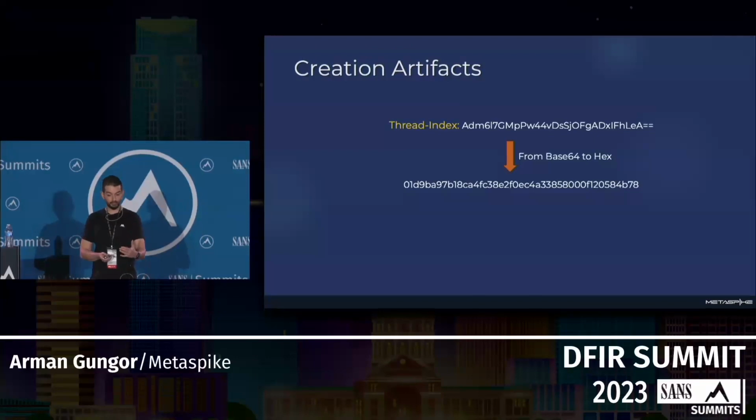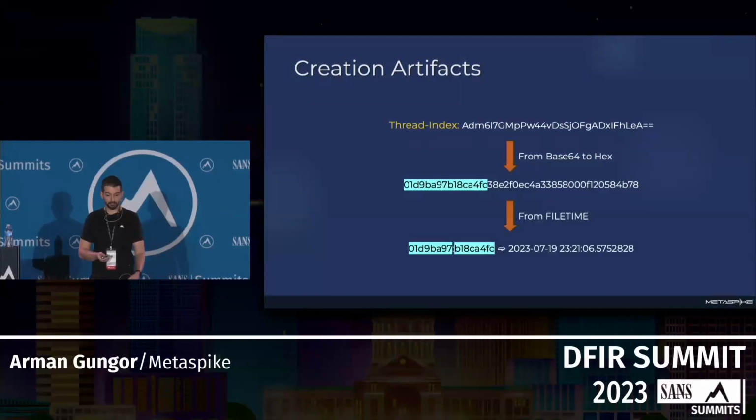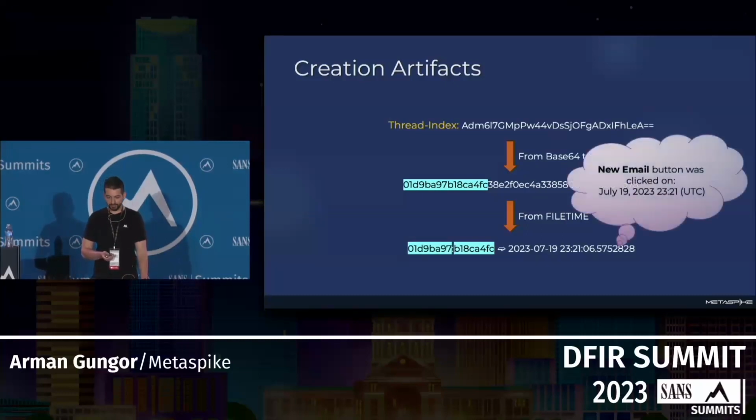If we convert this to hexadecimal from base 64, the beginning part of it actually is another file time value. And if we do the human readable conversion of the timestamp, we see 11:21 p.m. UTC. And if we recall, that is the time that the new email button was clicked on. So it was not when we sent the email, but when we created the email.